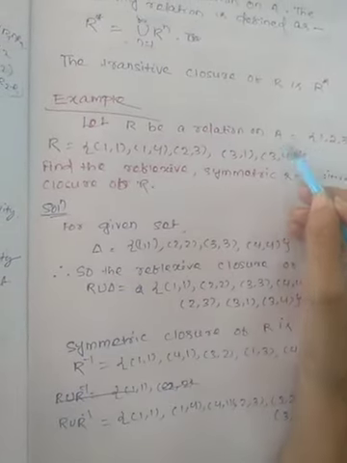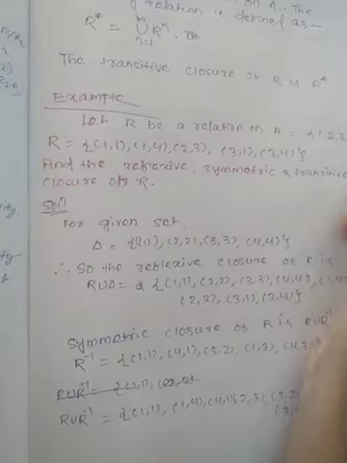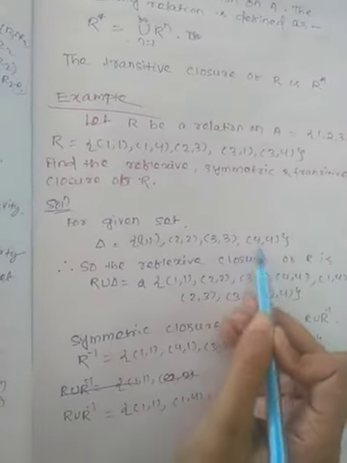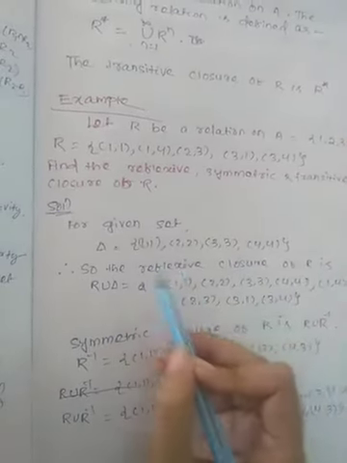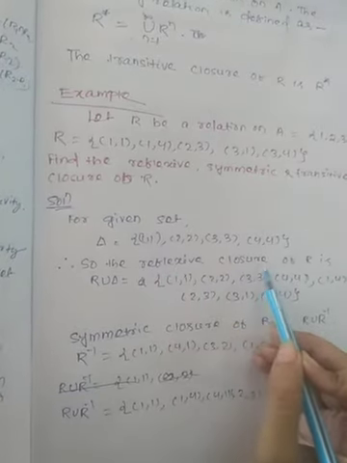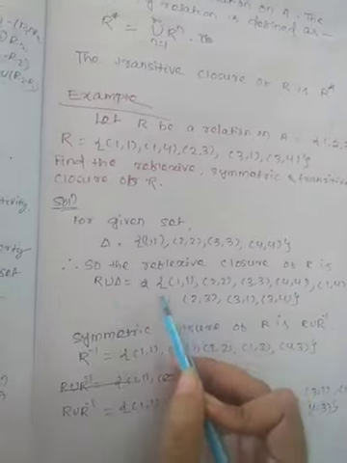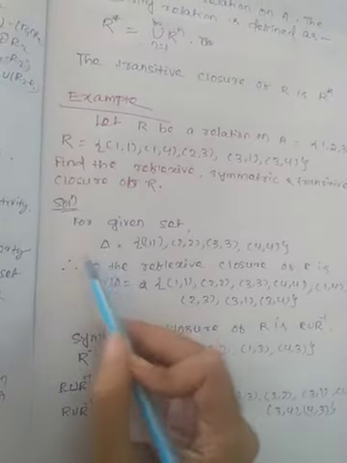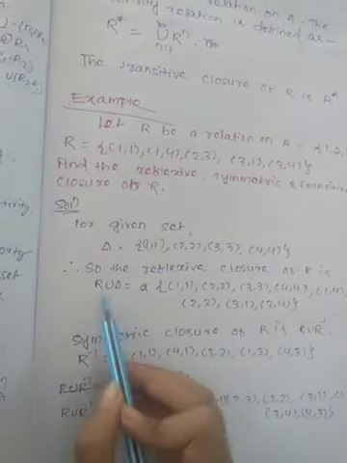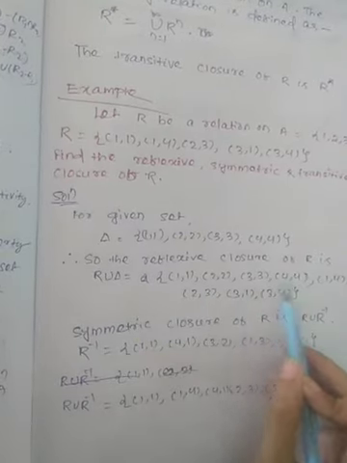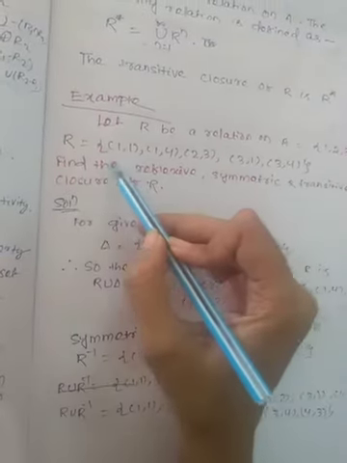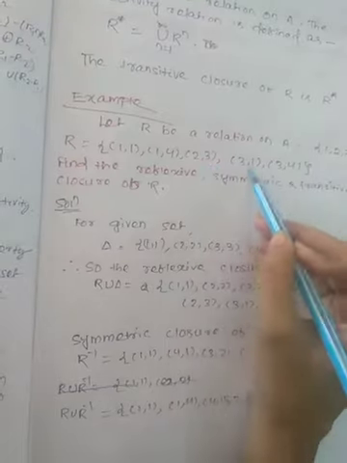So what would be the diagonal relation? Here I have elements 1, 2, 3, 4. So diagonal elements would be (1,1), (2,2), (3,3), (4,4). Then, in order to find out the reflexive closure, I have to take R union this. So what would be the R union diagonal closure? It would be (1,1), (2,2), (3,3), (4,4), including all the elements in R, that is (1,4), (2,3), (3,1), (3,4).